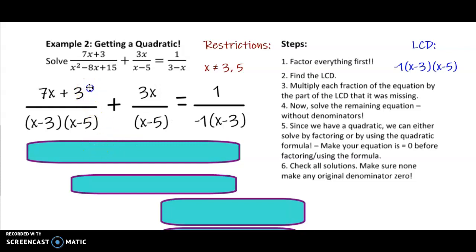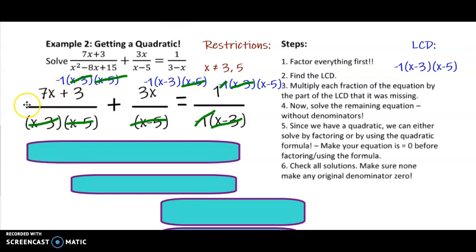Okay, so I'm going to multiply through by my LCD. And when I do that, there are some things that are going to cancel. X minus 3 cancels with x minus 3. X minus 5 cancels with x minus 5. This x minus 5 cancels with that x minus 5. X minus 3 cancels with x minus 3. And the negative 1 cancels with the negative 1. So now I multiply with what's left.